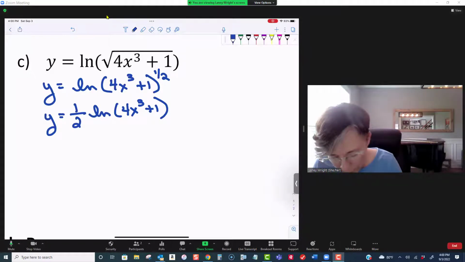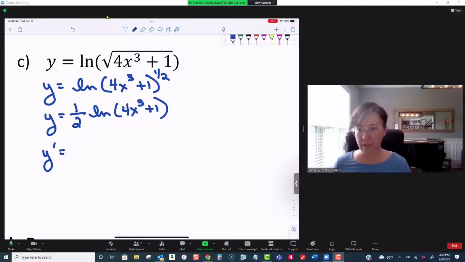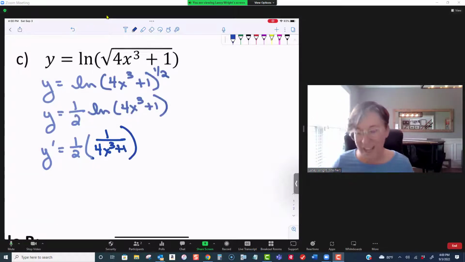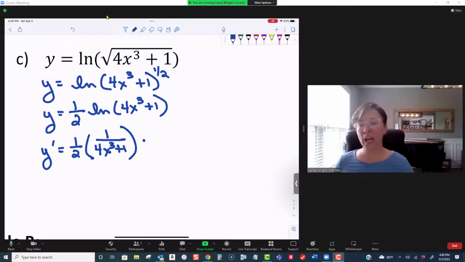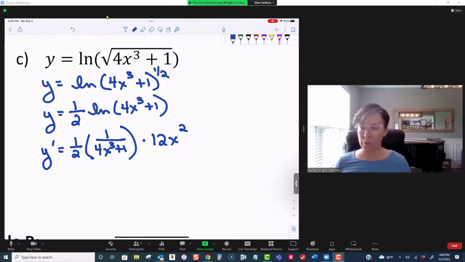And so when we take the derivative there, we can take the derivative of the outside function. So that 1/2 is part of that outside function times 1 over the 4x cubed plus 1. But that inside function, we have to use the chain rule, multiply by that derivative. So the derivative of 4x cubed would be 12x squared. And the derivative of that 1 is 0. So now we clean it up. But notice, I did not write y prime until I actually started doing the derivative.